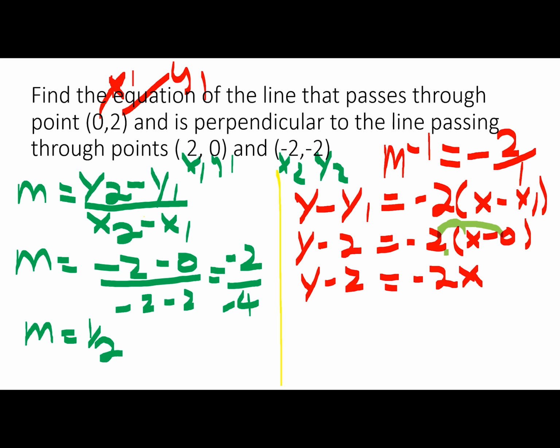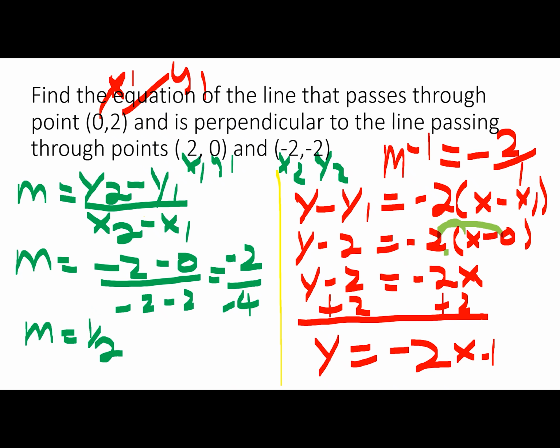Now we want to isolate y, so we want y by itself. Since we have minus 2, we have to undo the subtraction. So we have to add 2 to both sides. Negative 2 plus 2 cancels out, becomes 0. So plus 2 plus 2. We have y equals negative 2x plus 2. That's the equation of the perpendicular line.